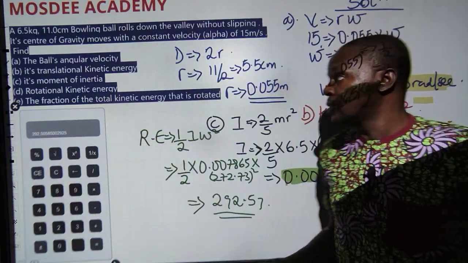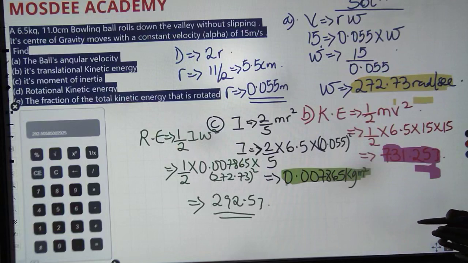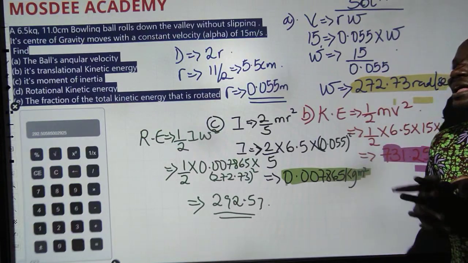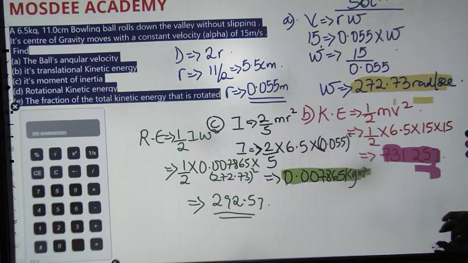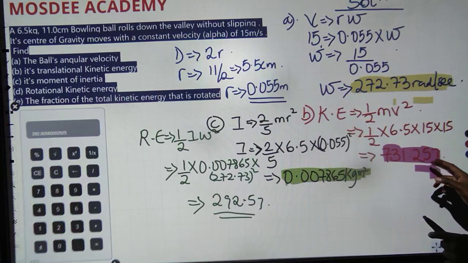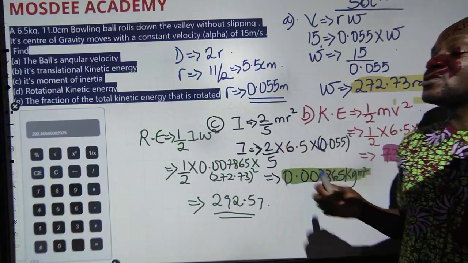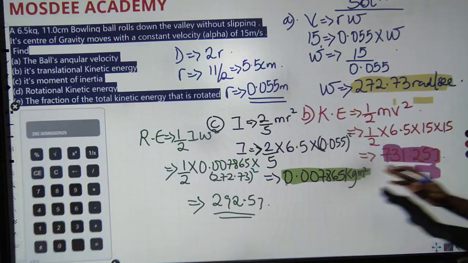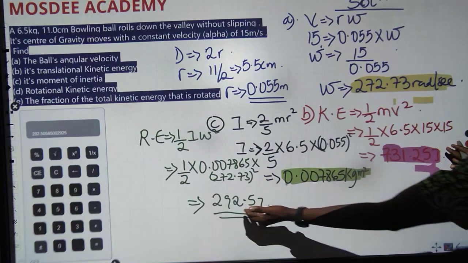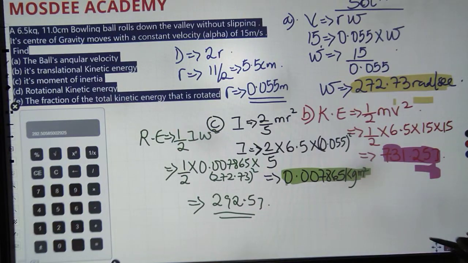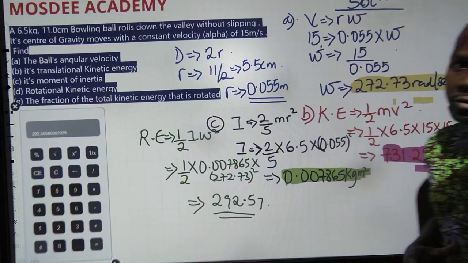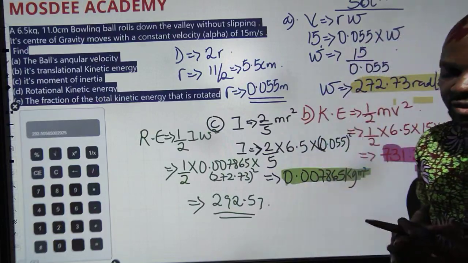So now, look at the question. I love this question. Now, the question says the fraction of the total kinetic energy. Where is total kinetic energy? 731.25. The fraction of total kinetic energy that is rotated. What fraction of this is rotated? So compare this guy and this guy in terms of fraction. Only 292.5 is rotated out of 731.25. Just put them in fraction and you are going to get your answer.